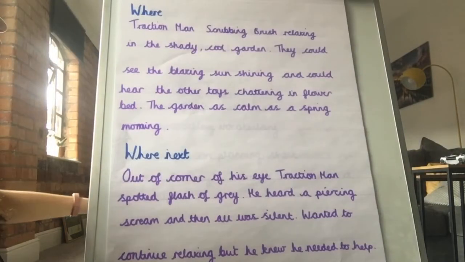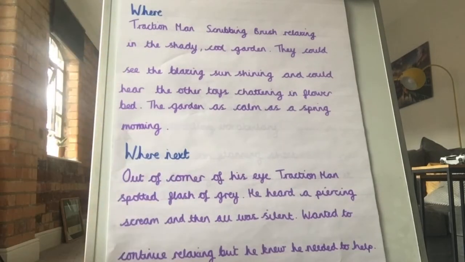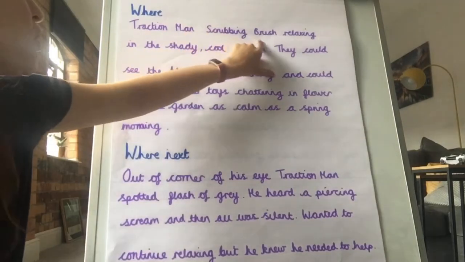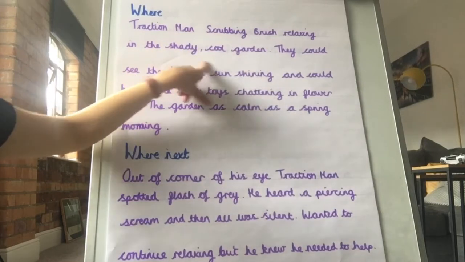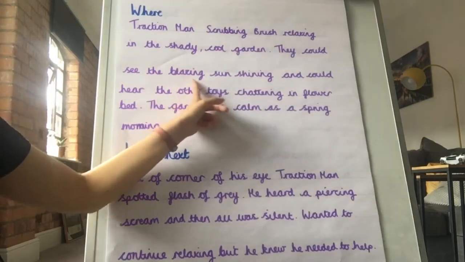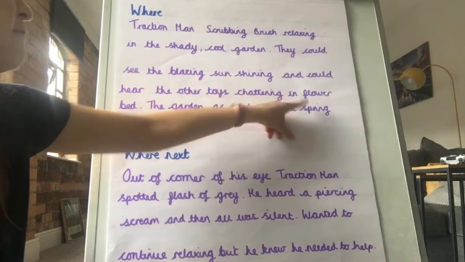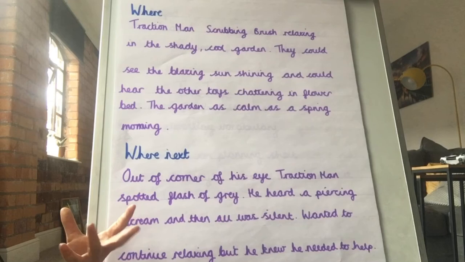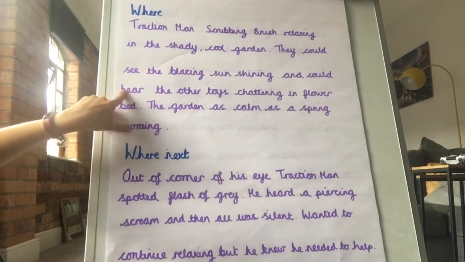And after the story opening and the who, I have the where. So this is where the story happens. So I've said Traction Man and Scrubbing Brush relaxing in the shady, cool garden. So I've given myself an expanded noun phrase to use. They could see the blazing sun shining and could hear the other toys chattering in the flower bed. Now in the where, you want to use your senses to describe the place to your reader. So I've used the sense of sight and I've used the sense of hearing as well.